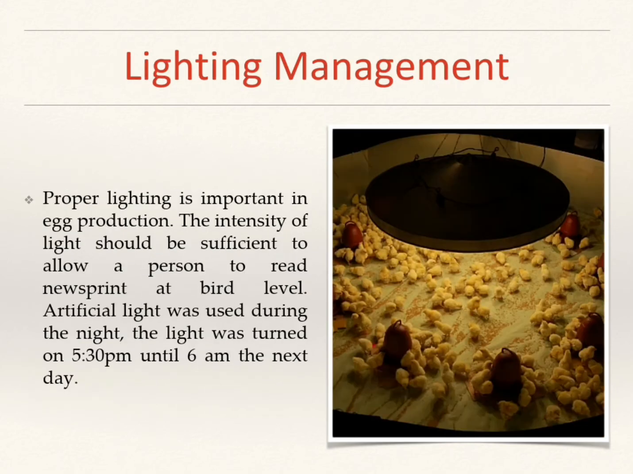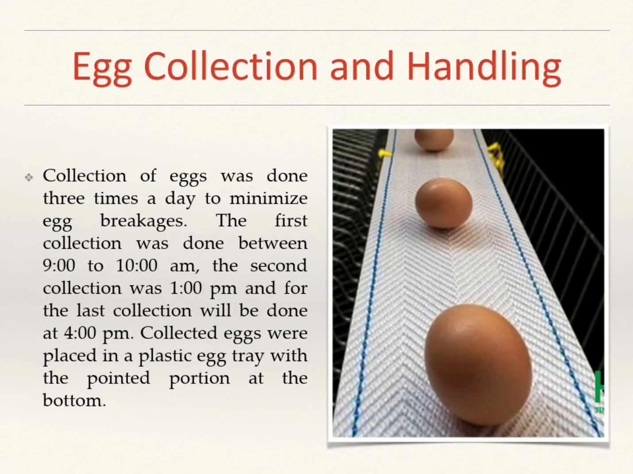So, the lighting management. Proper lighting is important in egg production. The intensity of the light should be sufficient to allow a person to read newsprint at the bird level. Artificial light was used during the night. The light was turned on at 5:30 p.m. and off at 6 a.m. the next day.